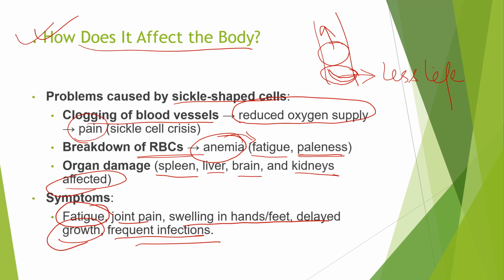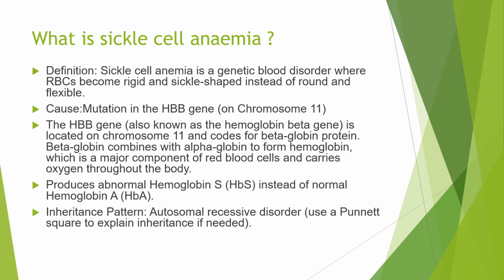So now we will come to the point: what is sickle cell anemia? As the definition suggests, sickle cell anemia is a genetic disorder where the RBCs become rigid and sickle shaped instead of round and flexible.